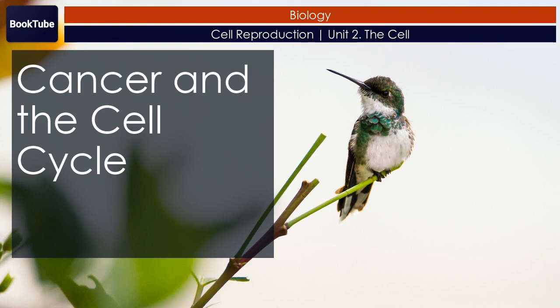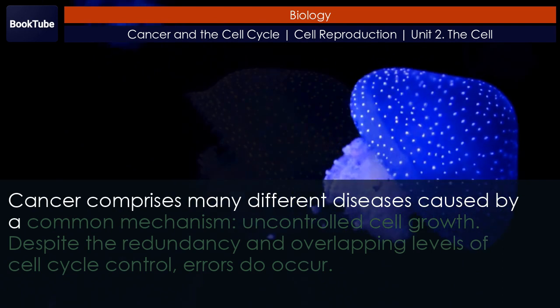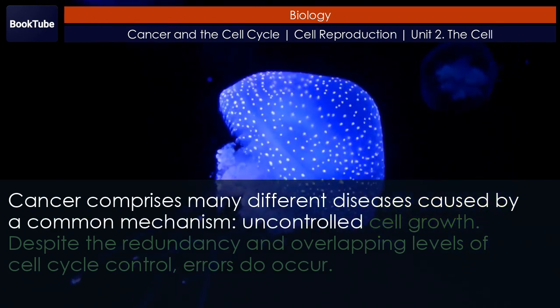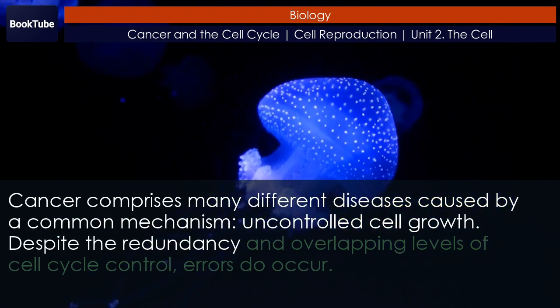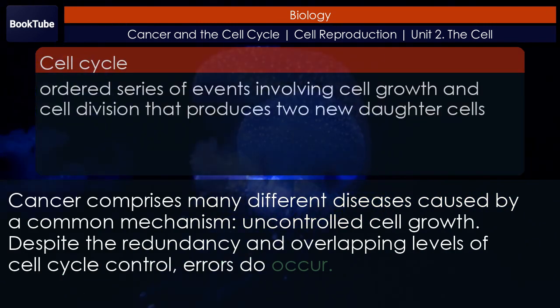Cancer and the cell cycle. Cancer comprises many different diseases caused by a common mechanism: uncontrolled cell growth. Despite the redundancy and overlapping levels of cell cycle control, errors do occur.